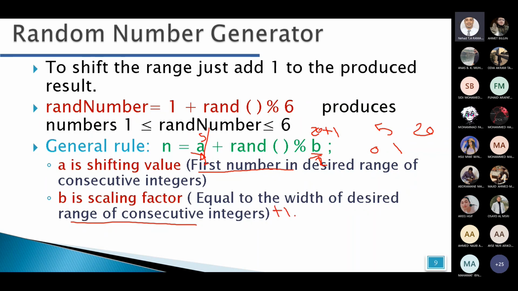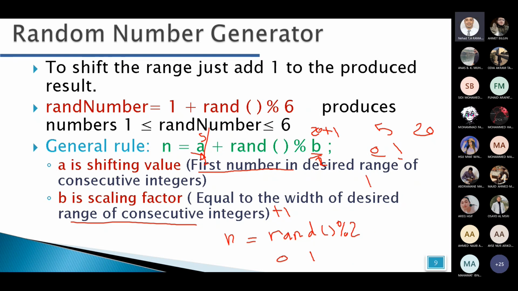I will change it and send it again for you. So from 0 to 1, I will write n equals rand mod 2. Why rand mod 2? Because this will give me 0 or 1.